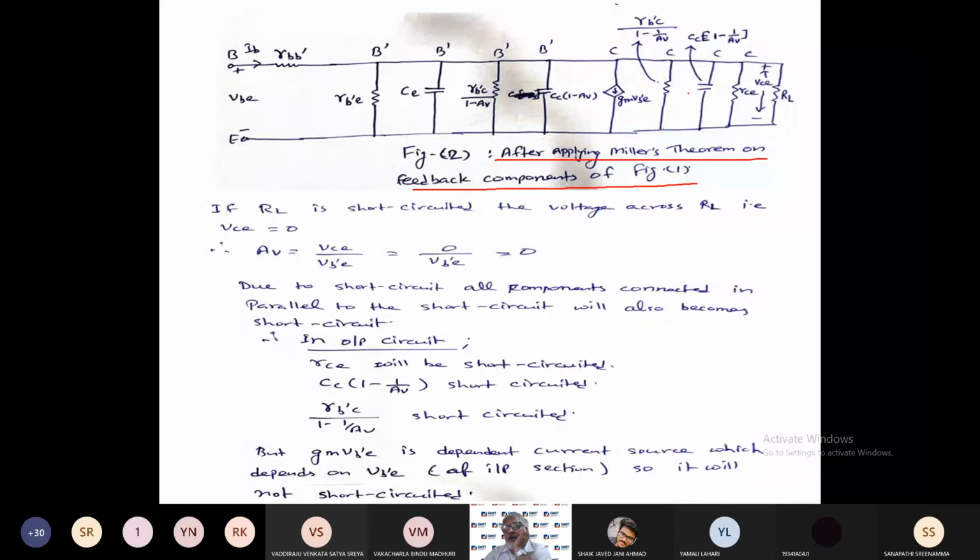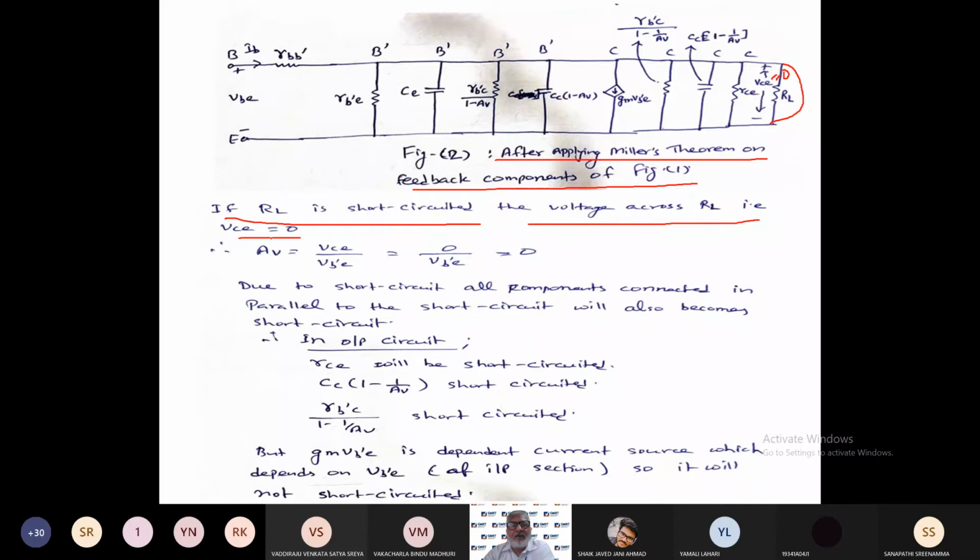Now we have to find the short circuit current gain, right? Short circuit means what we will do? We will short circuit here, right? So if RL is short circuited, the voltage across RL is 0. So if you find any short circuit here, then the voltage across RL will be 0. So this VCE will be 0.